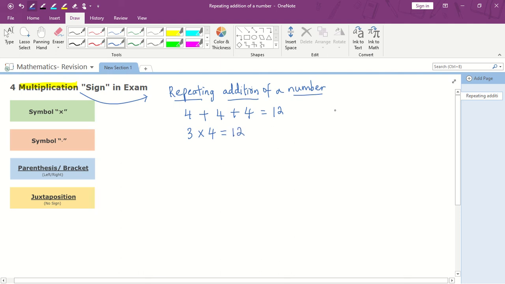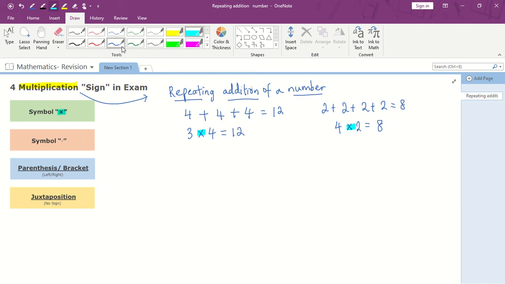Let's look at another example. 2 plus 2 plus 2 plus 2 is equal to 8. How many times is it being repeated? It is 4 times. What is the repeating number? 2. So 4 times 2 is equal to 8. If you notice, what we are using here is the times sign, the symbol times. This is the commonly used multiplication sign in our exam.